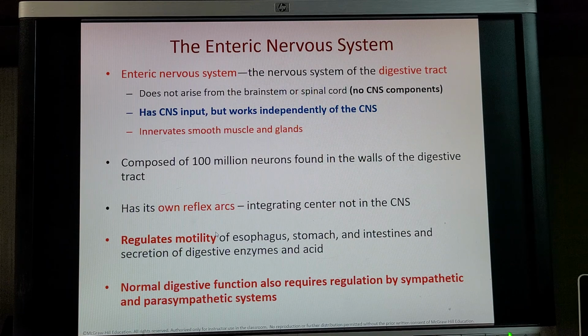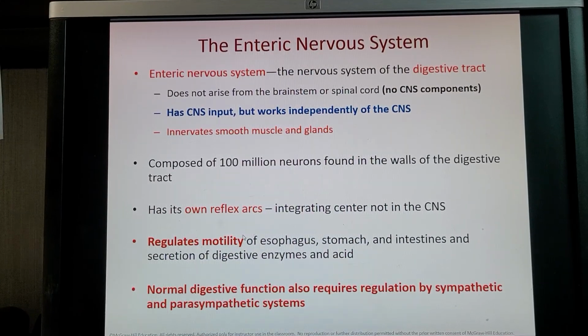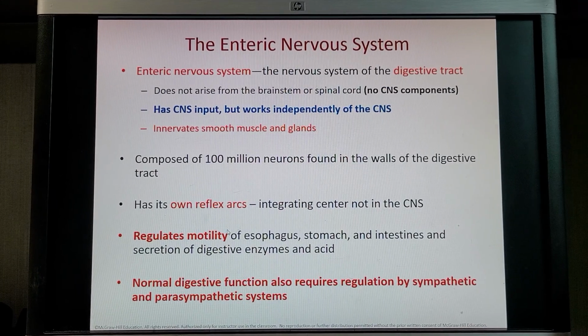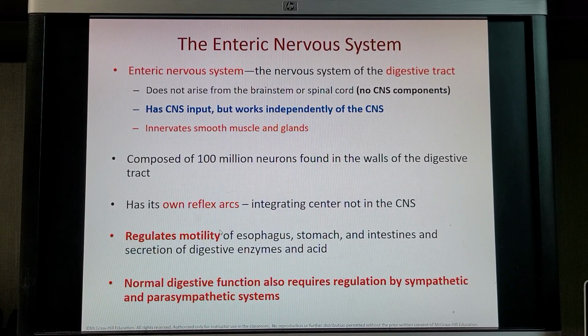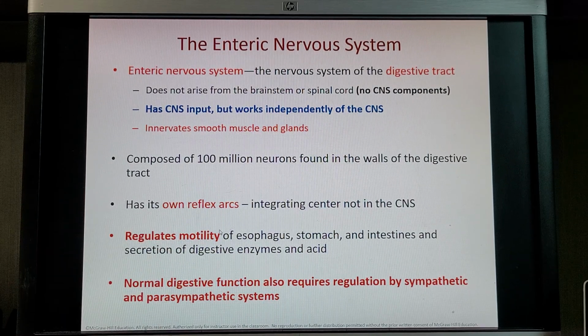It does have some input from the central nervous system, such as when you think about food, you see food, you smell food, you taste food. That's going to get your digestive system going. But it can work independently, and it does work independently of the central nervous system. So basically, even if you have a brain injury, you're still able to feed yourself as long as you can get it into your body. It helps to regulate the motility in your digestive tract, making sure stuff is going toward the exit, making sure you get your different digestive enzymes going so you can break down your food.